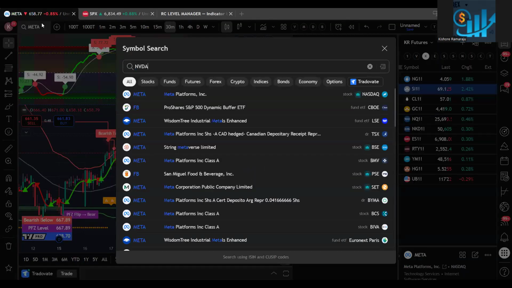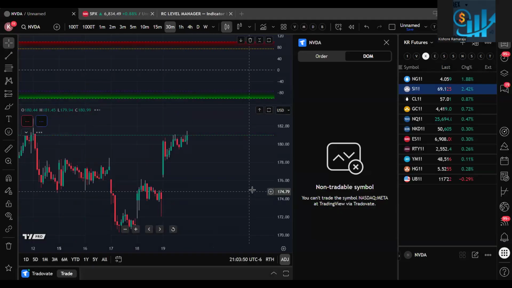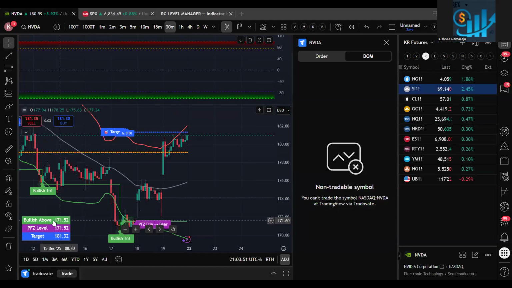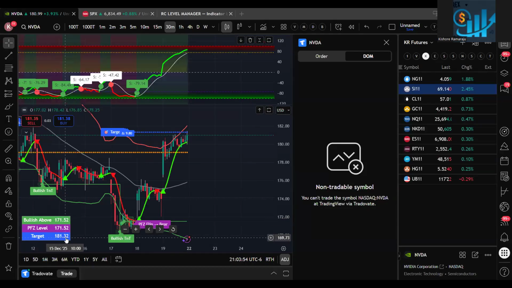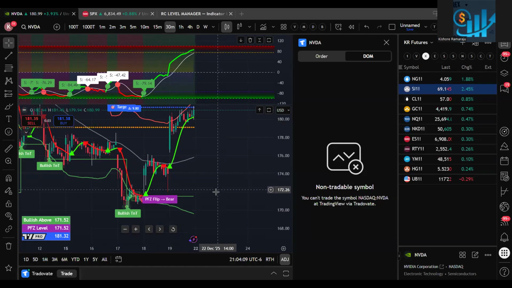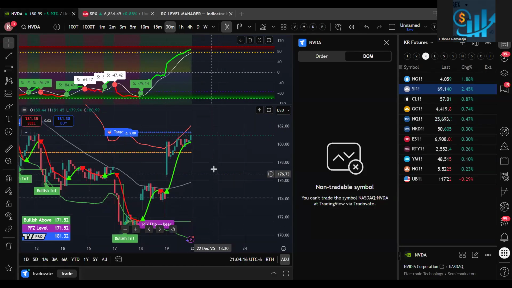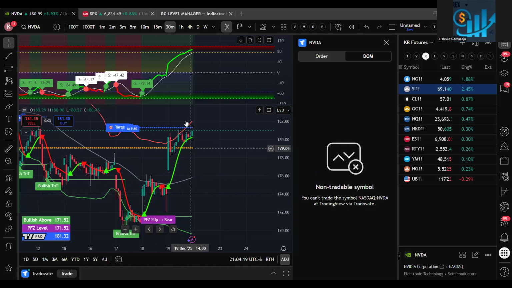Let us look at Nvidia. So it is bullish above 171. The target is 181.32. So price came all the way here. You got a bullish tag and turn. Price came, touched the T5, became green here. So then it went all the way from $171. This is nearly $171. It went all the way $10 up. So it hit the target.